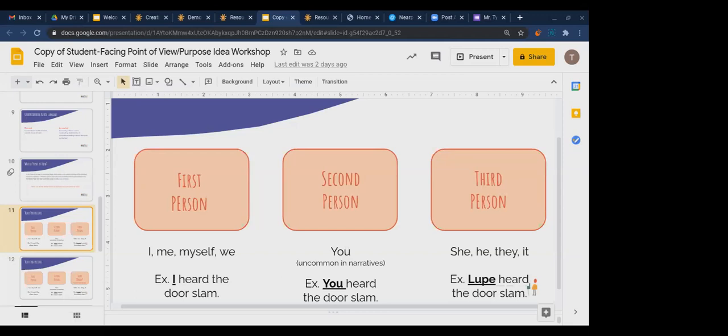What are some examples of stories told from first person that you can think of? So anything you've read or that you've heard about or you remember reading in another class that was told from the first person? Anything that comes to mind?